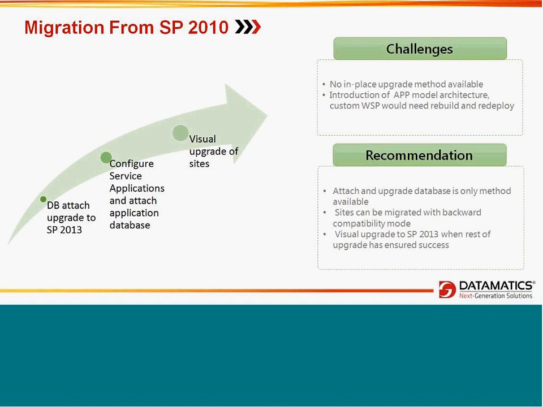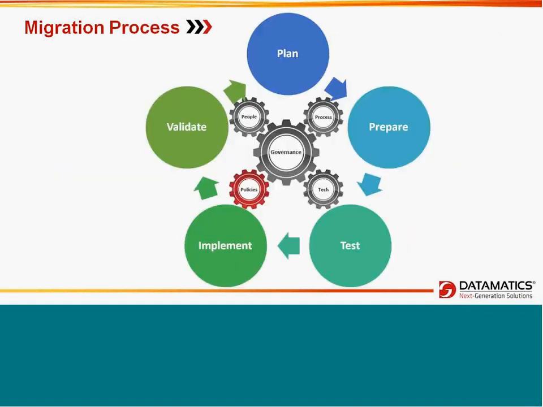We will discuss a few case studies that Datamatics has done as projects for migrations. The first case study is about a global real estate organization for whom we migrated MOSS 2007 to SharePoint 2013. Very interestingly, they had multiple MOSS 2007 environments and multiple farms, and the requirement was to take them to a consolidated SharePoint 2013 farm.